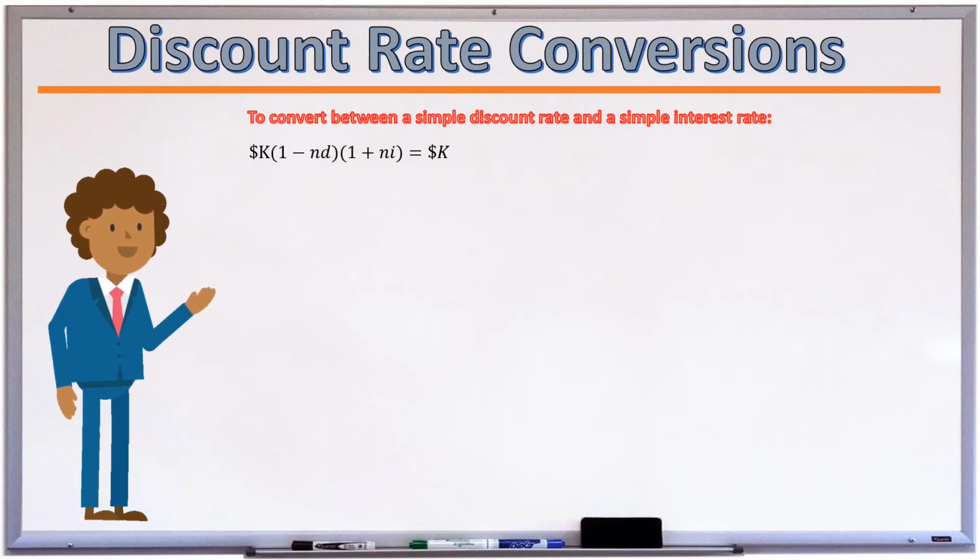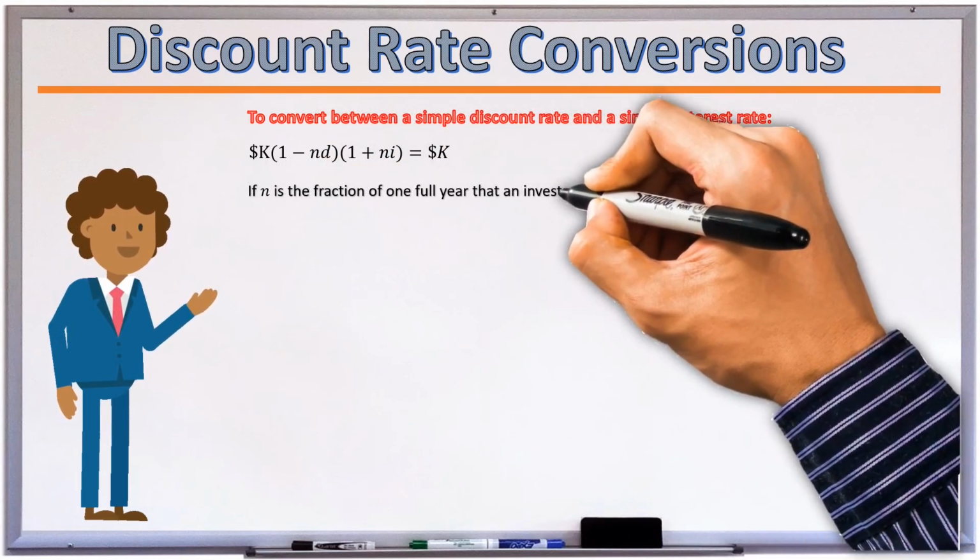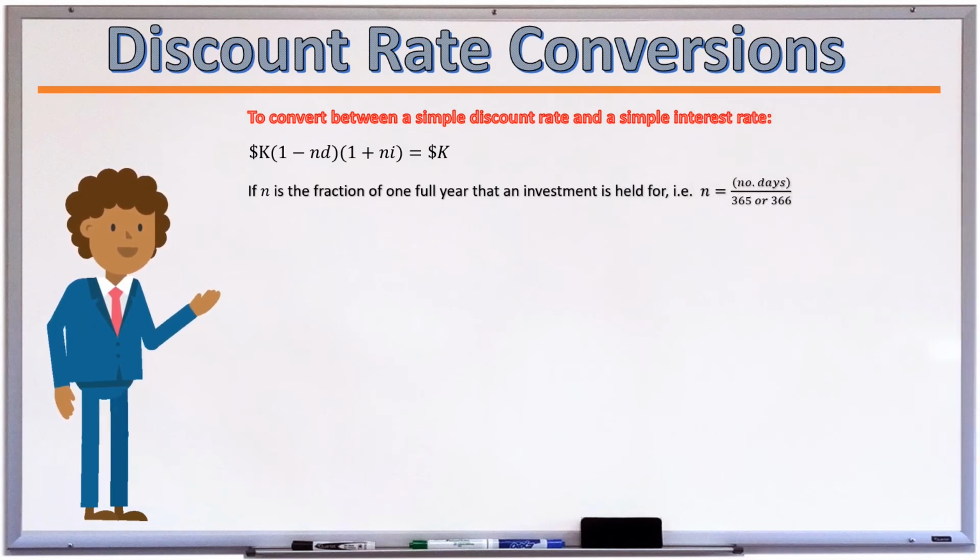So n is the fraction of 1 full year that the investment is held for. In other words, if we're not talking about a full year period, n would just be the number of days between the two dates, the settlement date and the maturity date. And we divide that by 365 days or 366 days for a leap year, depending on the day count convention that we're using.